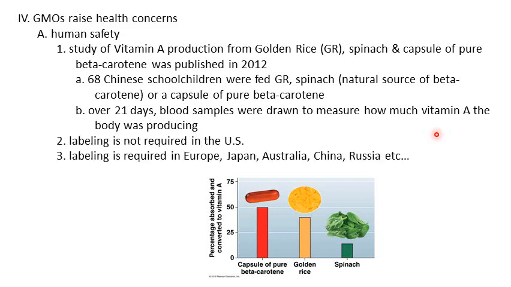was actually producing. Now, you can look at the graph below, and what you can see is that there's not much difference between the children that were eating golden rice and the children that were given a capsule of pure beta-carotene. But each of these were significantly more than what they were getting, say, from spinach. So there was a real benefit, certainly, in vitamin A production with the golden rice.